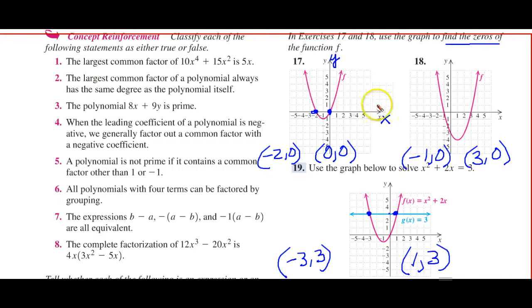So that's some modification. Here we're finding the zeros. Here they're asking us to find another value where this equals 3. And that's what we've done using the graph. Okay, you'll be doing your practice and your quizzes as you go toward your mastery, and we will continue.